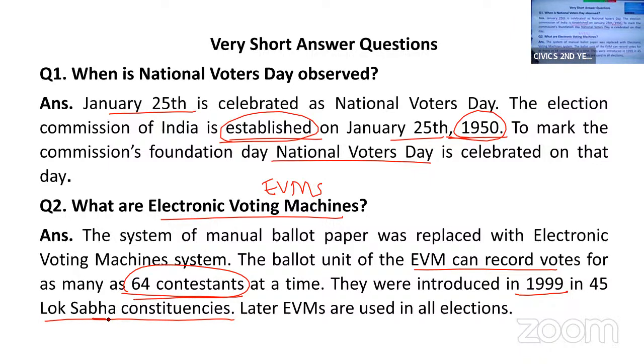Later they started using them for all elections: general elections, by-elections, the election of president, vice president, all the elections. It replaced the system of manual ballot paper. So remember these keywords. It replaced manual ballot papers. It can record the votes of 64 contestants at a time. It was introduced in 1999 for the first time in 45 Lok Sabha constituencies. I hope these two questions are clear.